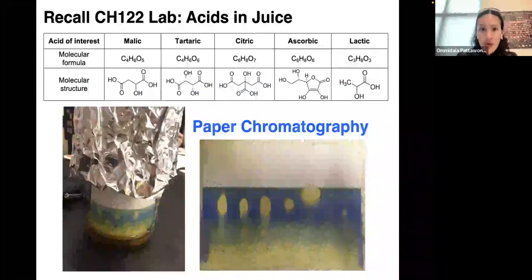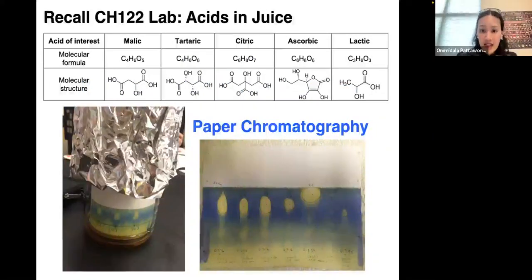Recall from Chem 122, you did the separation of the acid in juice before, right? We used paper chromatography to look at what is in your acidic fruit juice. So these are the acids that are available in the fruit juice. We are going to base our work on this knowledge to help us figure out the total amount of the acid in fruit juice.